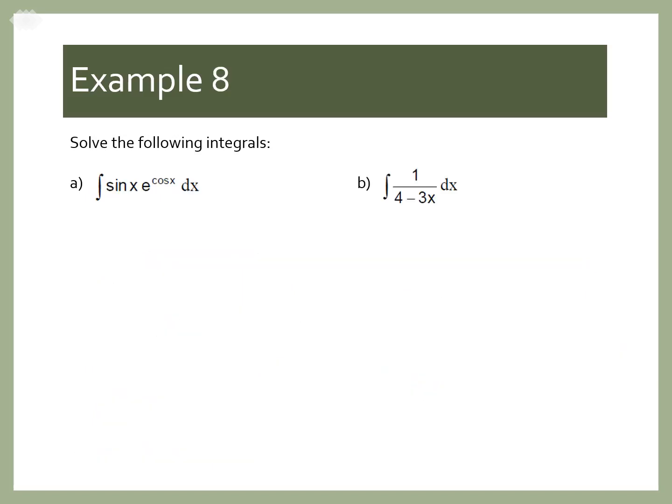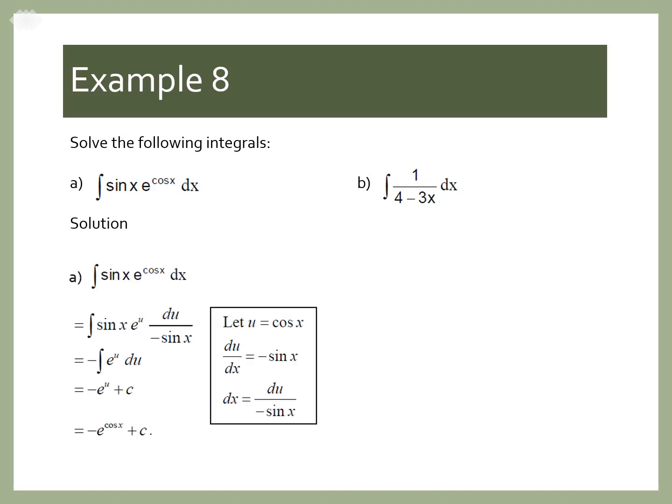Refer to the last example. Solve the following integrals. For a, by letting u equal to cos x and differentiate, you will get du over dx equal to negative sin x. Substitute this into the original integral and simplify, you will obtain negative e^u. Integrate with respect to u, you will get negative e^u plus c. Replace the u back to cos x, you will get negative e^cos x plus c as the final answer.